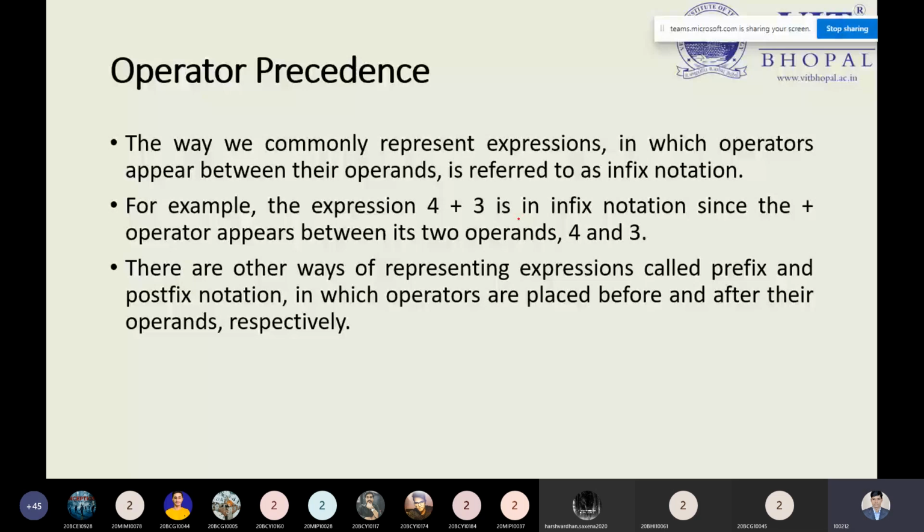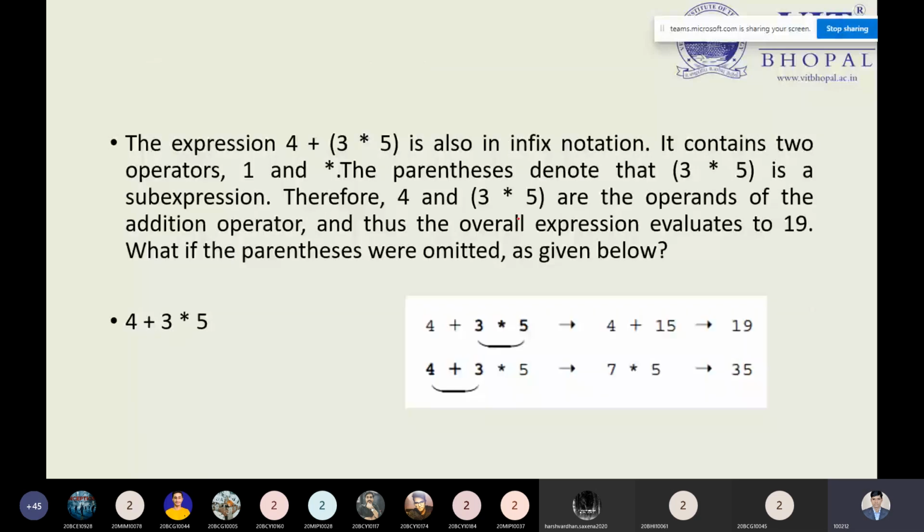Now we can understand this concept in a very simple way. 4 plus 3 into 5. Before seeing the answer, tell me what should the answer be? 4 plus 3 into 5. I think it will be 35. 19. Okay, 19. It will be 19, sir.